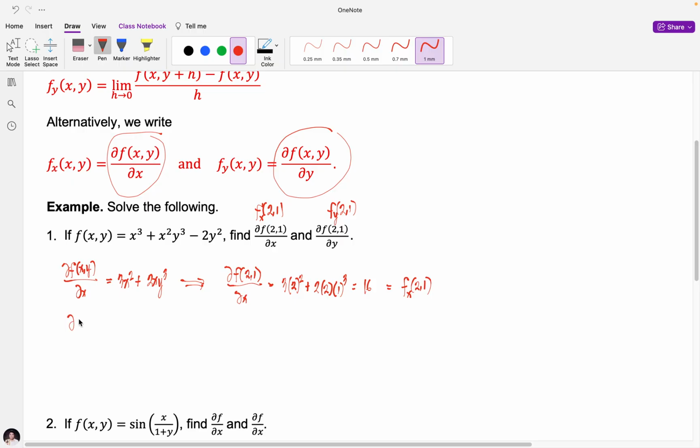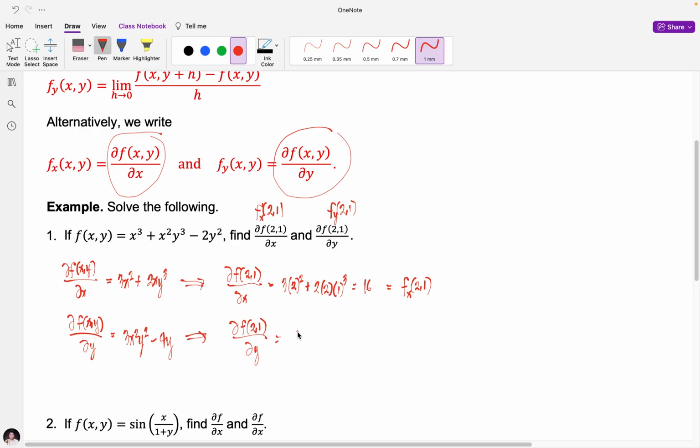We also have the partial of f of xy with respect to y is equal to, so the derivative of x cubed, this will be treated as a constant, so 0. And here, the derivative of y cubed is 3y squared. Then we have a coefficient x squared, so we will copy x squared. So we have 3x squared y squared. Then minus the derivative of 2y squared, which is 4y. So from that, we have the partial of f at (2, 1) with respect to y.